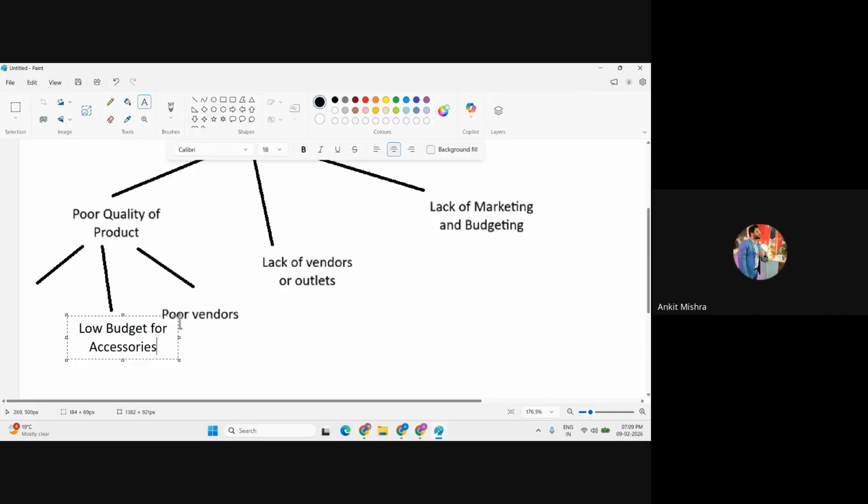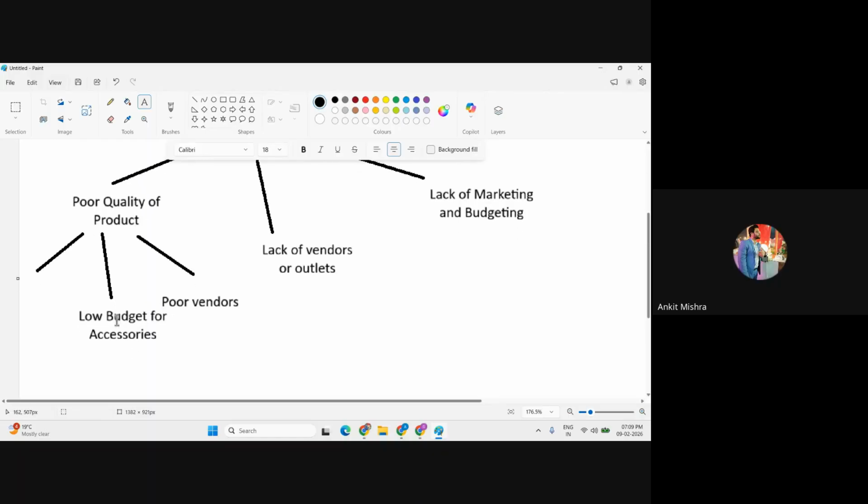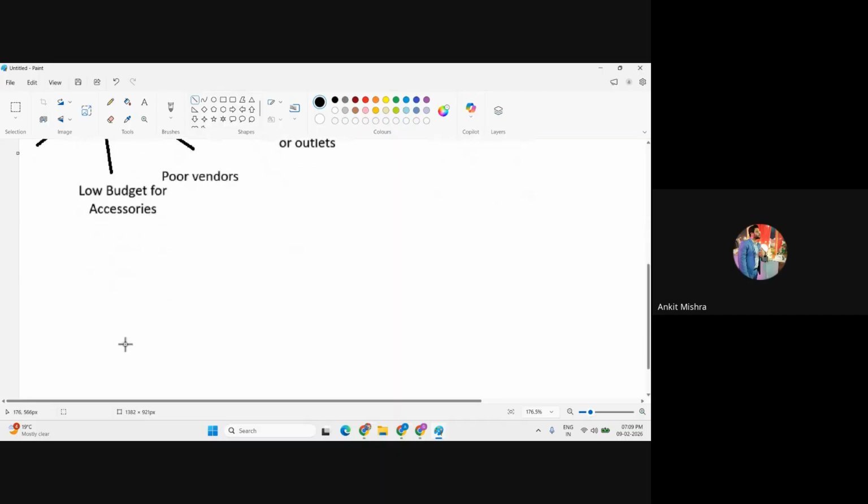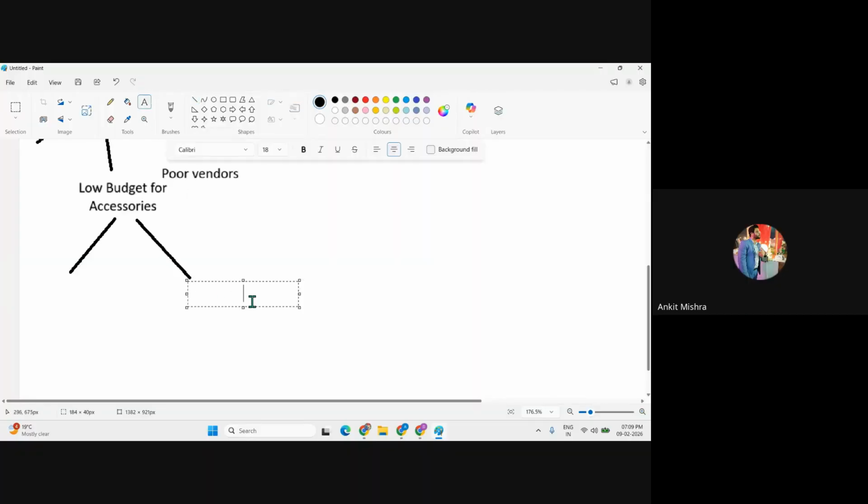Okay, low budget for accessories. Because of the low budget for accessories, we are getting some poor vendors or poor quality of product. Okay, this can be the issue, right? Why are we getting the low budget for accessories? Again, you can further deep dive into this problem. It can be due to low investment, or a low set of investment and marketing. Okay, so let me break this down into low investment.